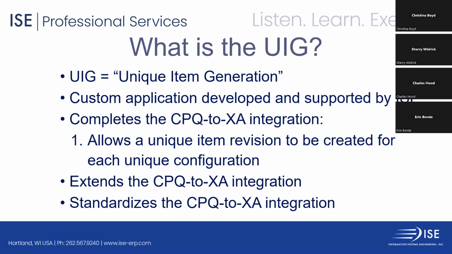And in my way of thinking, we're kind of completing the integration, because some of the other ERPs that CPQ integrates with do this. And there's a collective memory in the XA community that, hey, the old KBC configurator did a unique item, so why doesn't this much more modern tool do it? So we took care of that, so it's done.